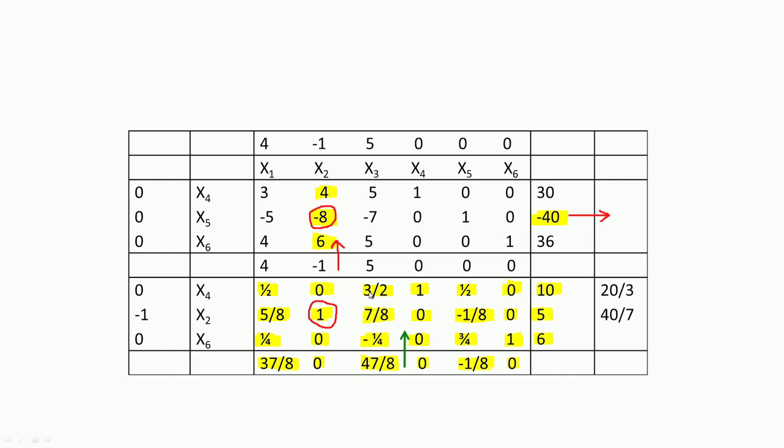10 divided by 3 by 2 is 20 by 3, 5 divided by 7 by 8 is 40 by 7. 40 by 7 is less than 6, 20 by 3 is more than 6. So, 40 by 7 is the smaller one, and 40 by 7 will leave the solution. So, in the next iteration variable x3 will enter the solution and variable x2 will leave the solution.